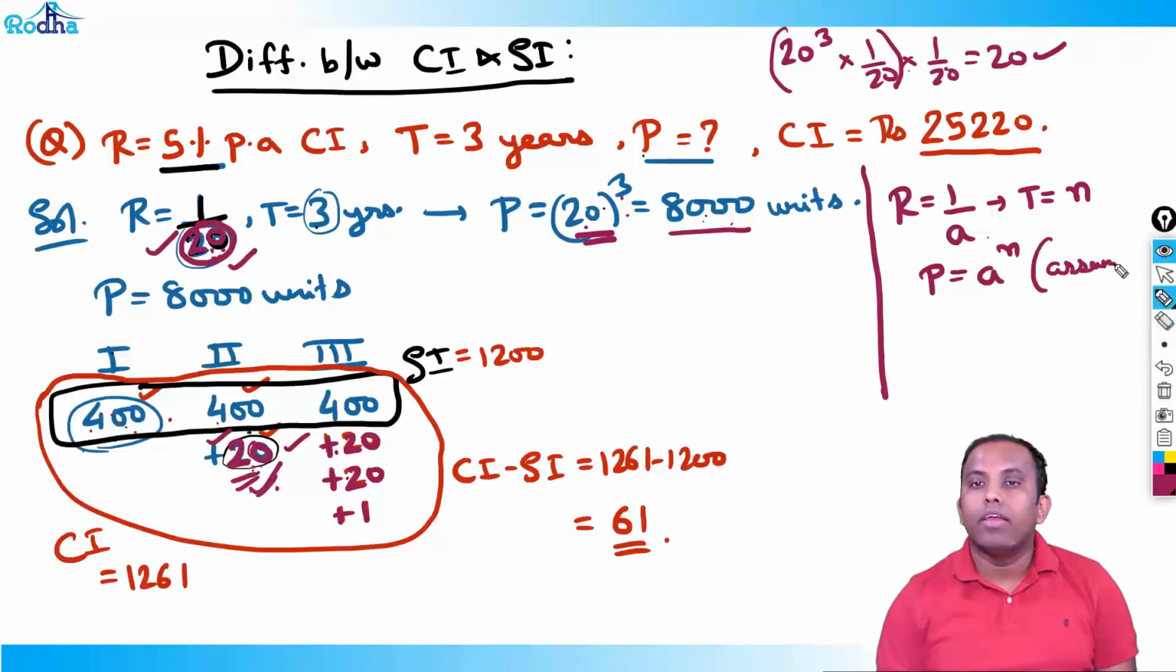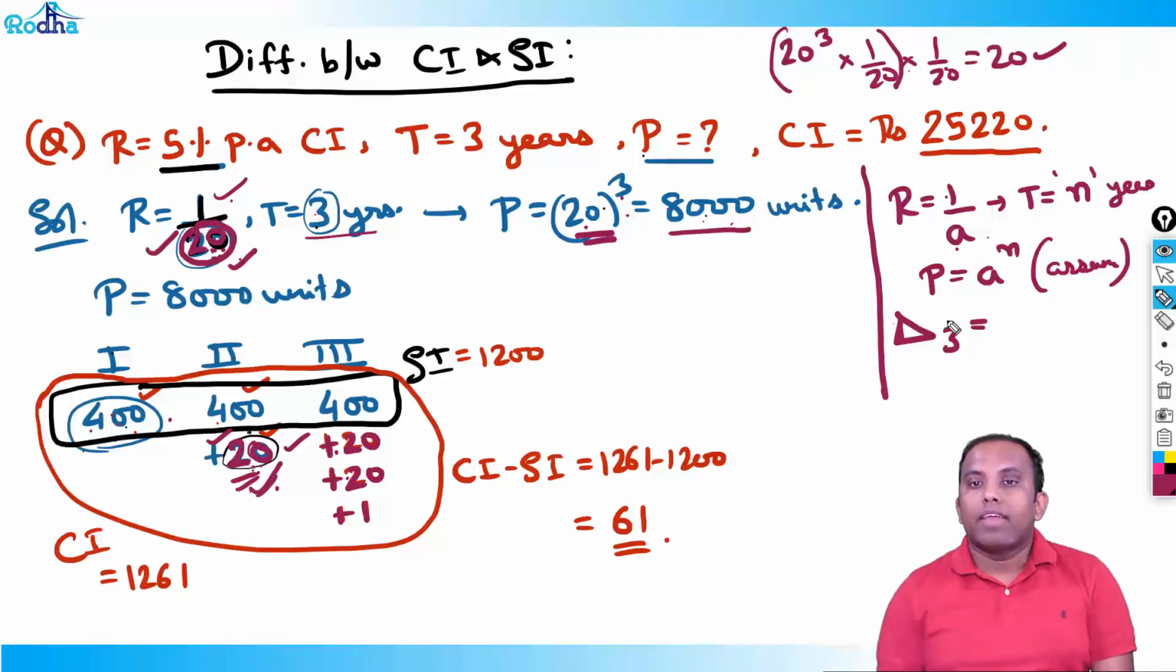Again, if rate percent is in 1 by A form and time is n years, like here rate percent is 1 by 20 and time is 3 years, then the principal is A raised to n. A is 20, where A is in the denominator, so 20 cube, that is A raised to n. Then the difference between SI and CI, I should write delta 3 here.